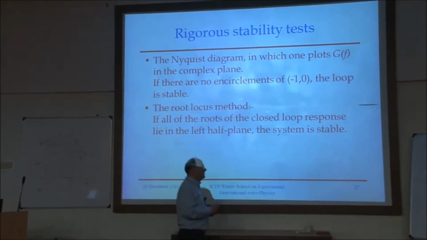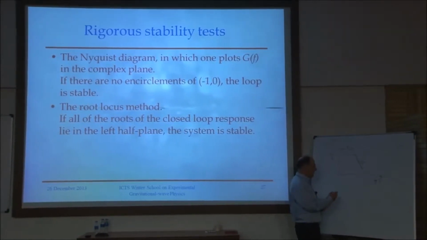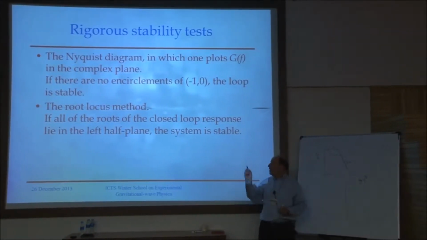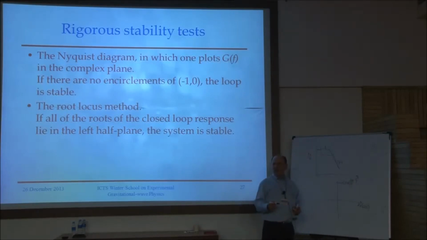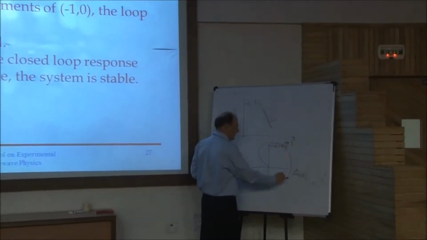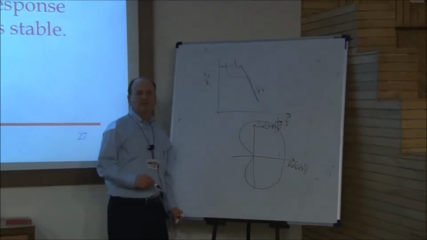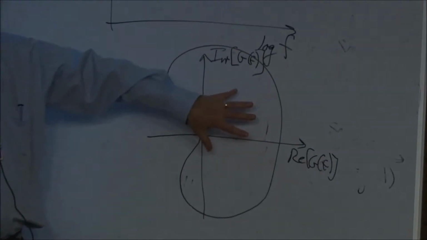The stability test that I like, and this one always works if you remember to apply it and apply it carefully, is instead of plotting a Bode plot of G of f, make yourself a complex plane. And then, with frequency as a parameter, plot G of f as a complex function of frequency. So that's the plot you're invited to do. That plot is called the Nyquist plot.